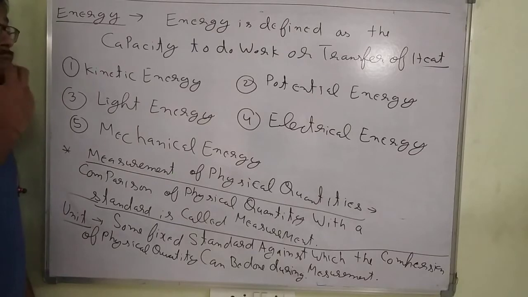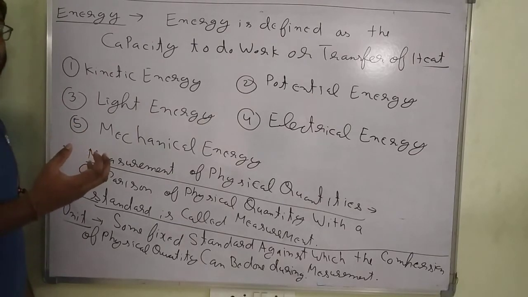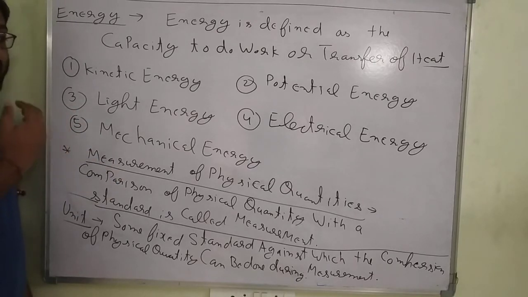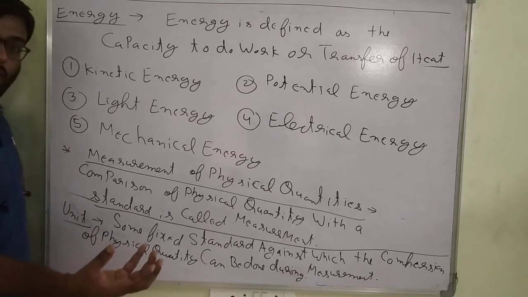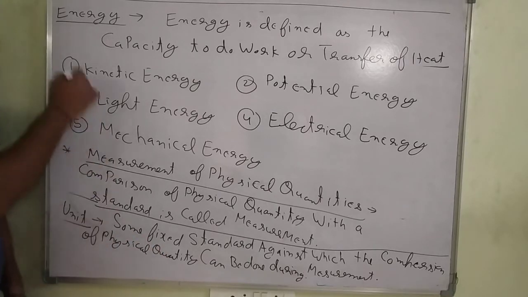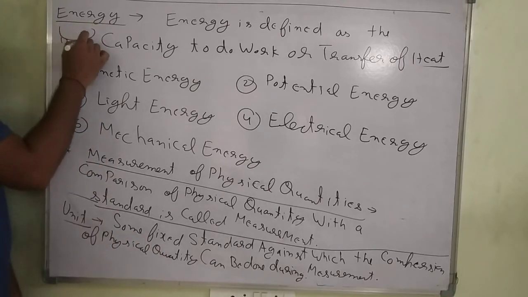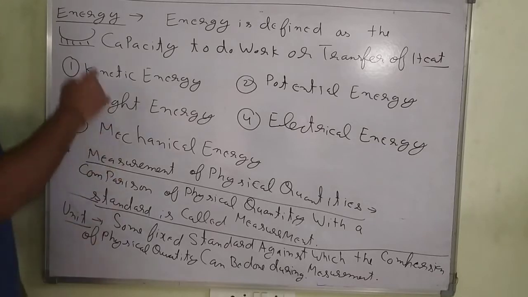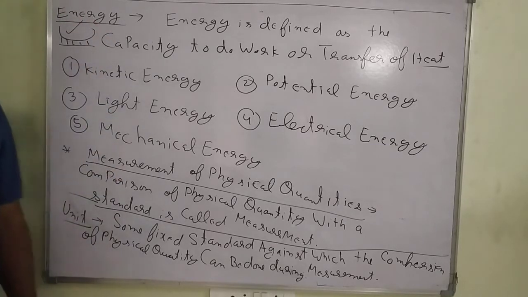You know what happens with a pot when we give it heat: it becomes hot. So heat is a form of energy, and it can be transferred to the pot. So energy is defined as the capacity to do work or transfer of heat. I hope you are getting my point. Okay, so what kinds of energy exist?